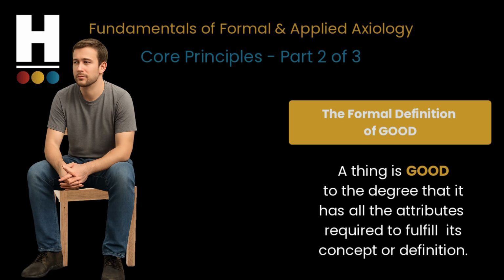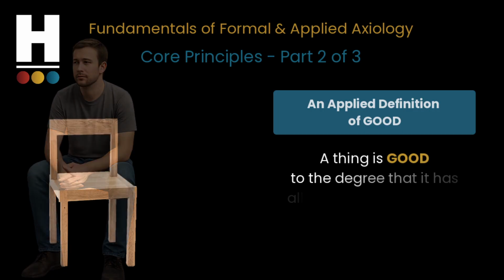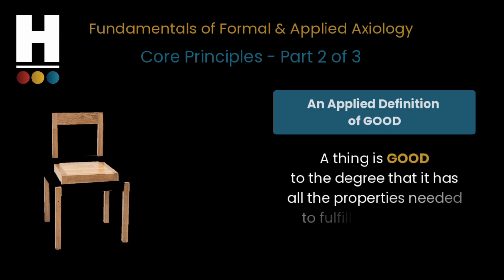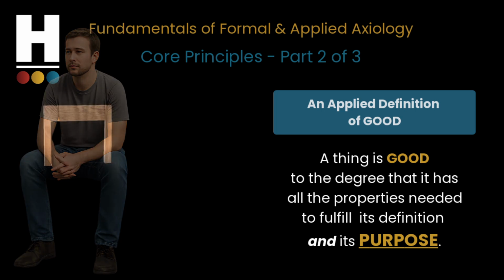The chair's purpose can only be fulfilled if it has all the attributes required to do so. So, another useful way to define and think about what good means is that a thing is good to the degree that it has all the attributes required to fulfill its definition and its purpose. Thinking about good through the lens of purpose and attributes helps us to see that each attribute or part of a thing has its own purpose in adding value to the whole thing. For example, the back of the chair gives the chair the valuable feature of a sturdy back to lean on.